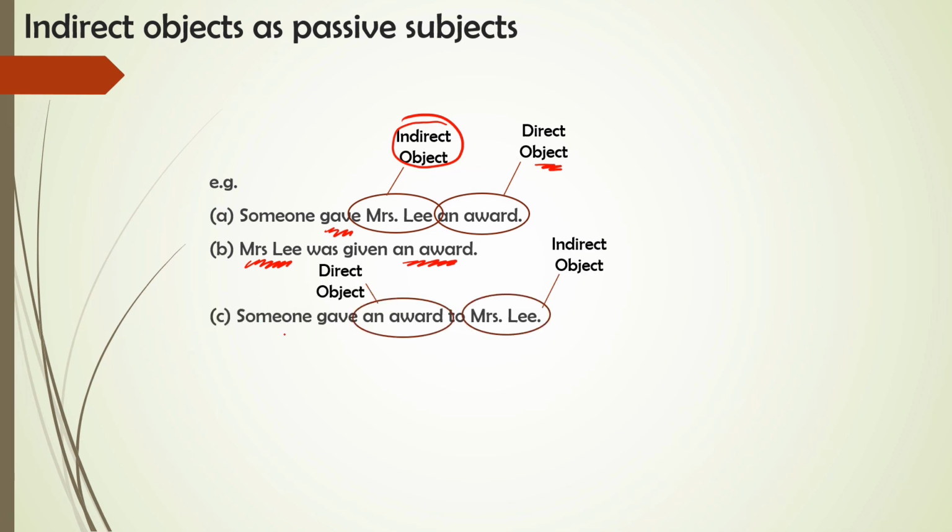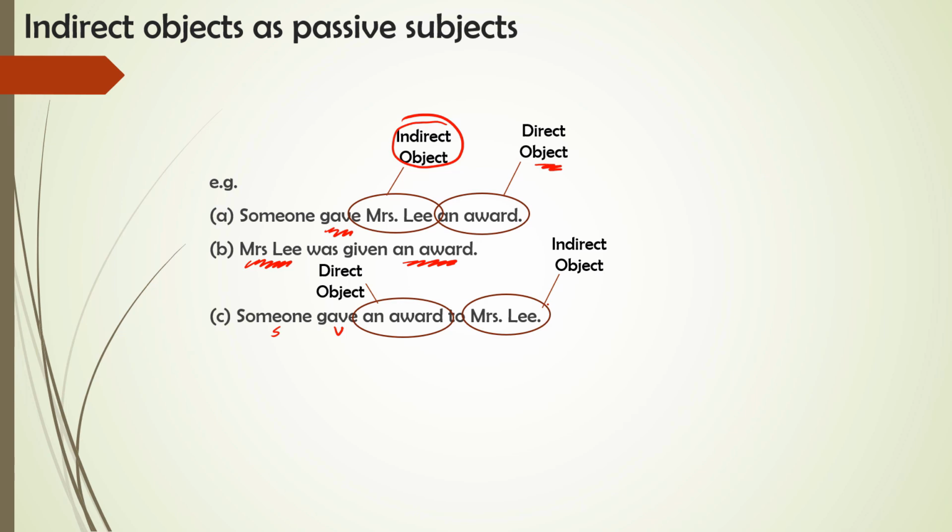Okay, the next example. For the second example, someone gave an award to Mrs. Lee. Someone as subject, gave as the verb, and award as the direct object, Mrs. Lee as indirect object. Again, remember that direct object is answering the question of what is given by someone. Indirect object is answering the question of to whom something is given by someone, for example like that.